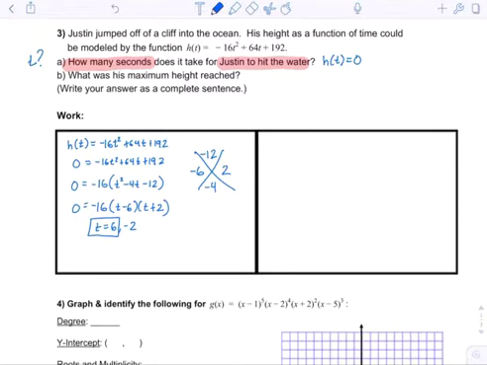As a result, Justin will hit the water in 6 seconds.